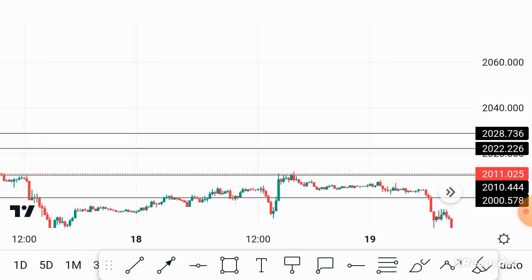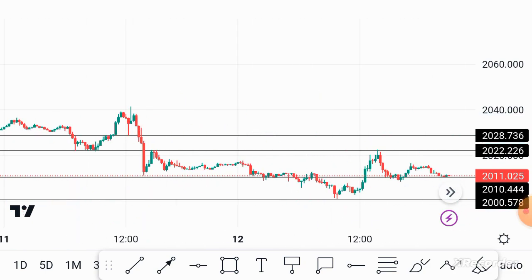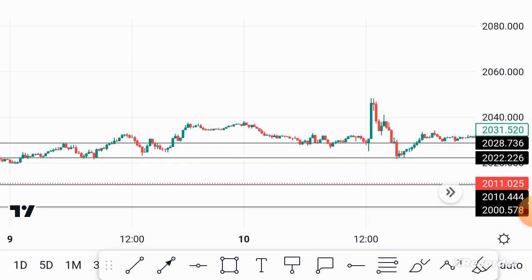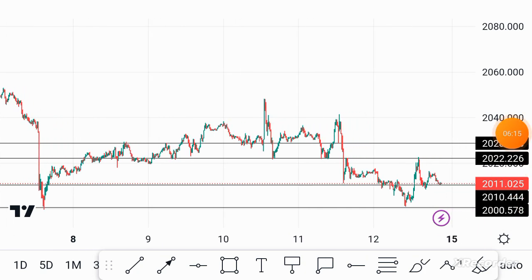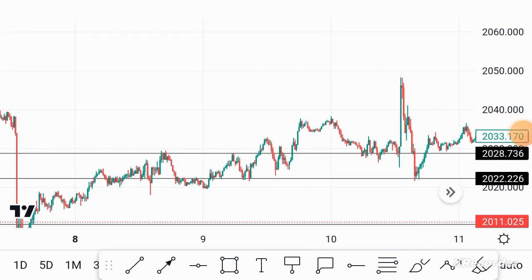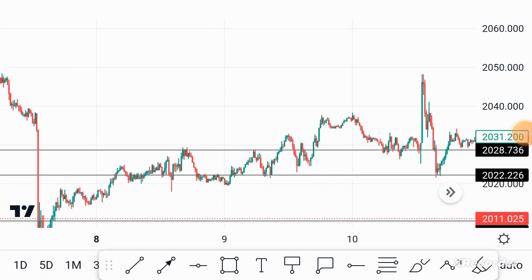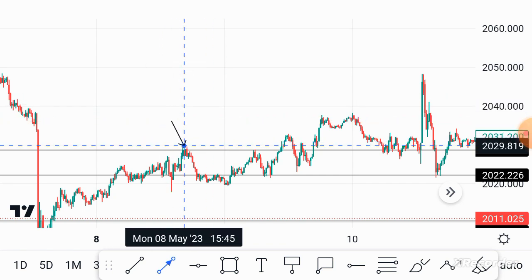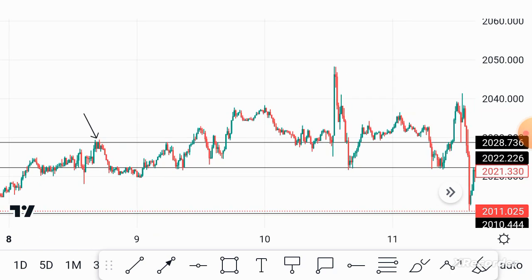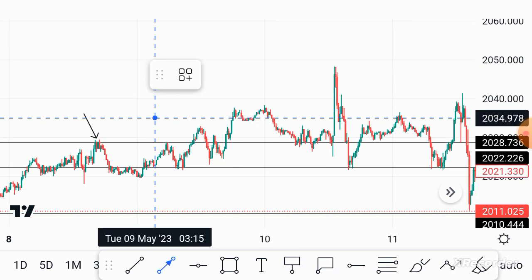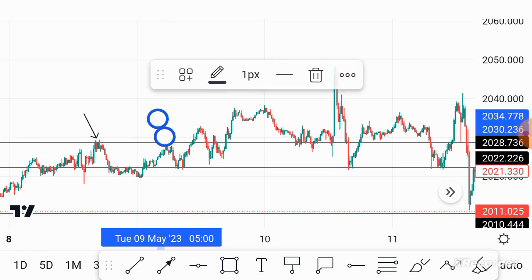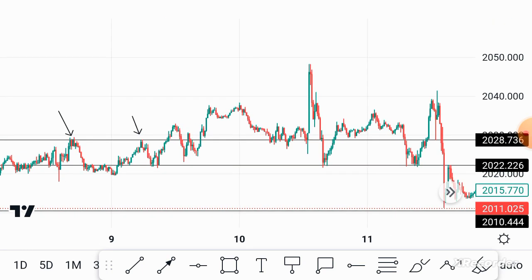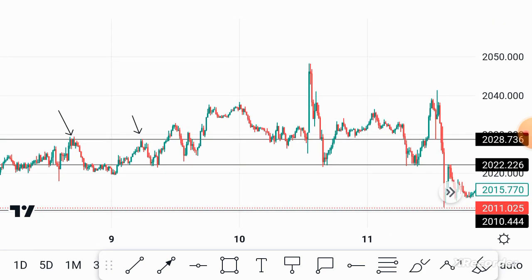Now let's go back forward. Right here we could also see that price came all the way and found resistance here. Price came all the way and found resistance here too. It found resistance here too. Price came all the way. There was a break to the upside here.